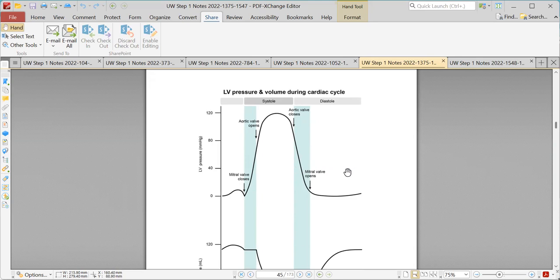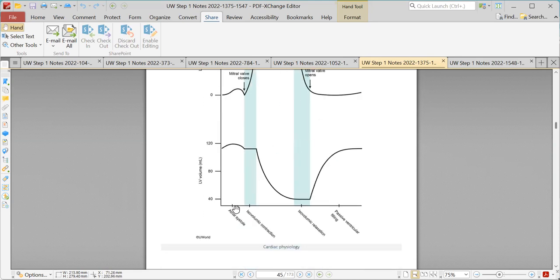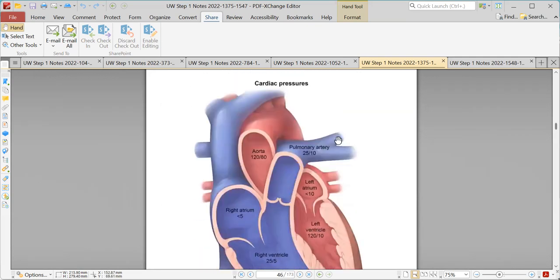This is the left ventricular pressure. Over this side, this is the left ventricular pressure. So here atrial systole is there. Isovolumetric contraction is the point where you see S1. Isovolumetric relaxation is the point where you see S2. Then ventricular filling, S3 and S4. Rapid ventricular filling is S3.